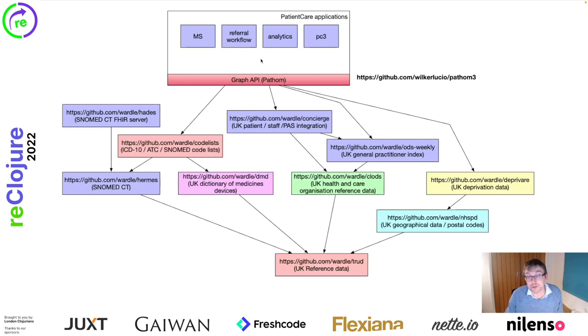So this is the kind of architecture. At the top I've built a few different applications, and they use Wilke Lucchio's Pathom Graph API to make use of these composable services. So I've got code lists which can declaratively define lists of codes for different criteria and then apply that into health and care data. Hermes, I'm going to talk about in a minute, gives us access to all of SNOMED CT. I've got DMD, which is the UK Dictionary of Medicines and Devices, and so on. All these back-end services provided to make sense of data in context.